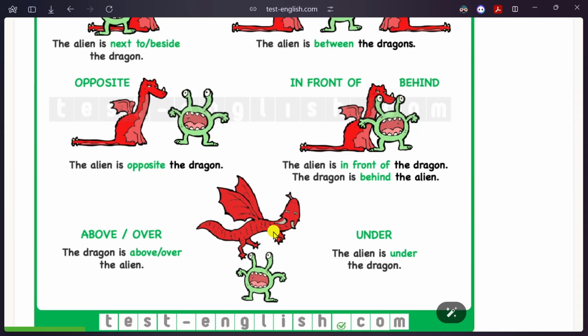So get over your problems. For example, get over your problems. You understand? You understand what I mean? Get over means like overcome or something like that.